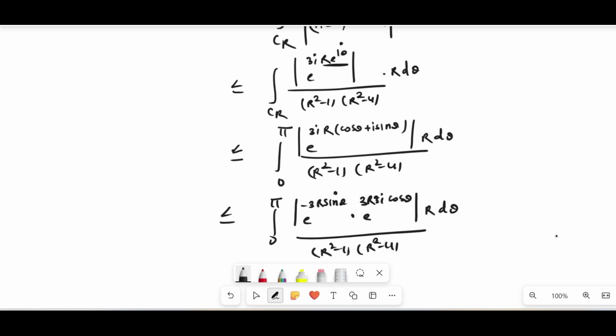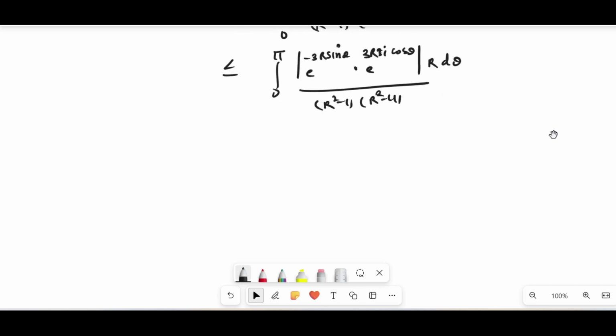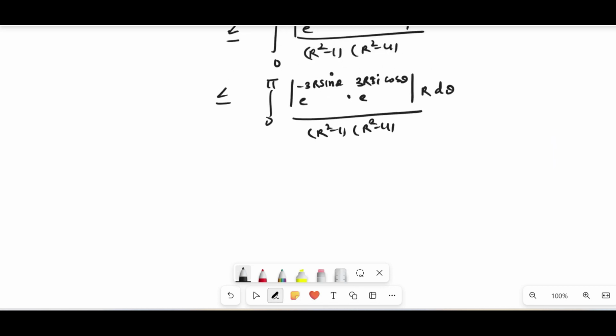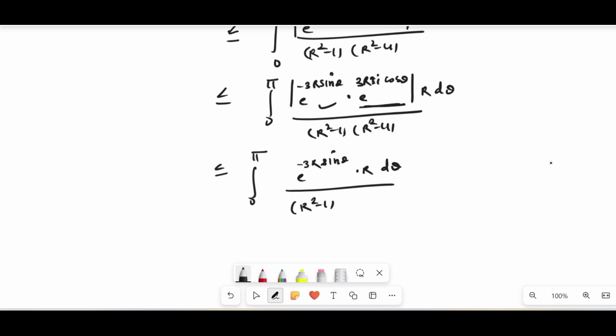Take the modulus here. After simplifying, as we can see that this modulus value is 1. So we can write 0 to pi, that is a real value function, e to the power of negative 3r sin theta multiplied by r d theta over r square negative 1 and r square negative 4.